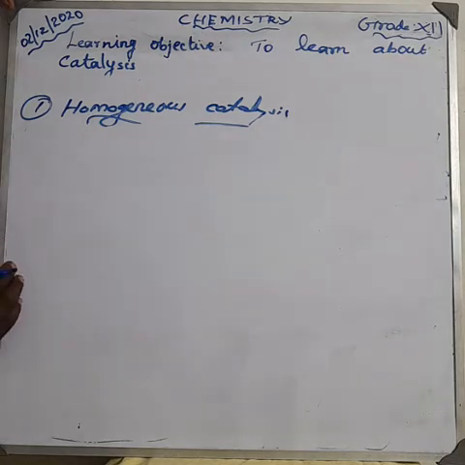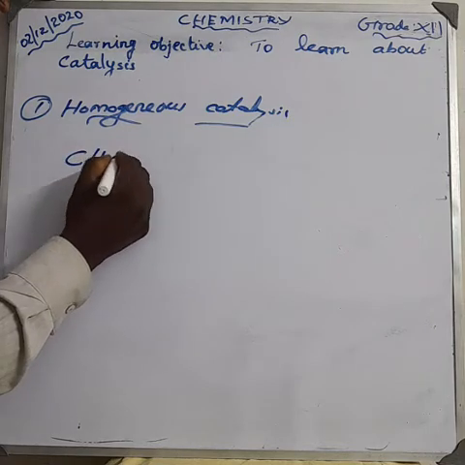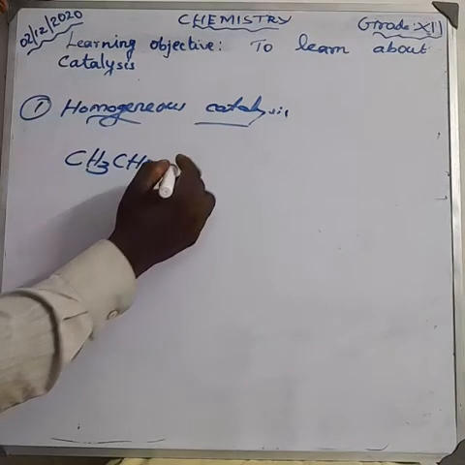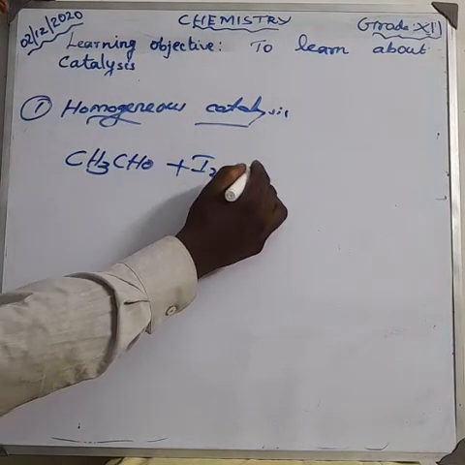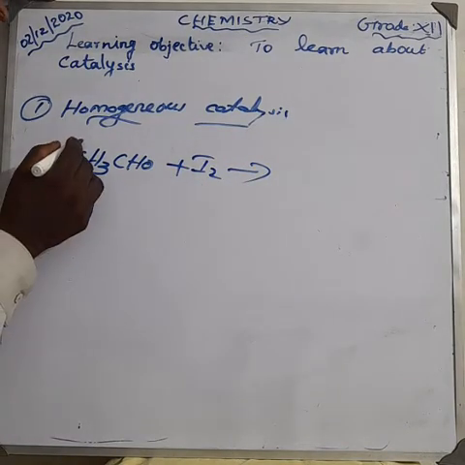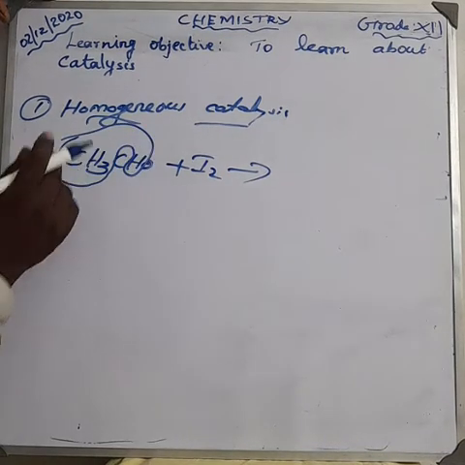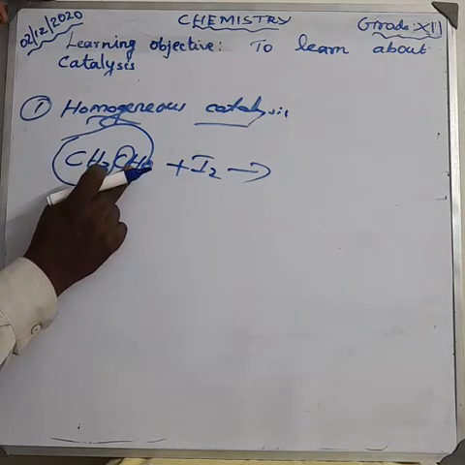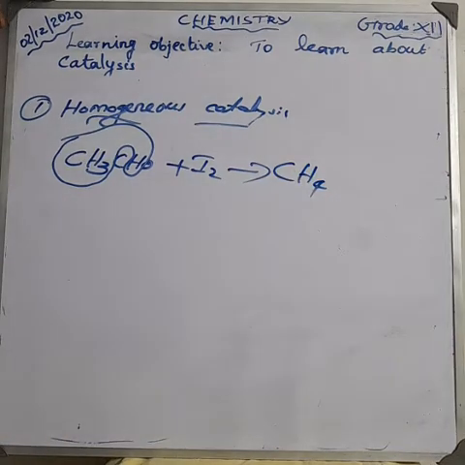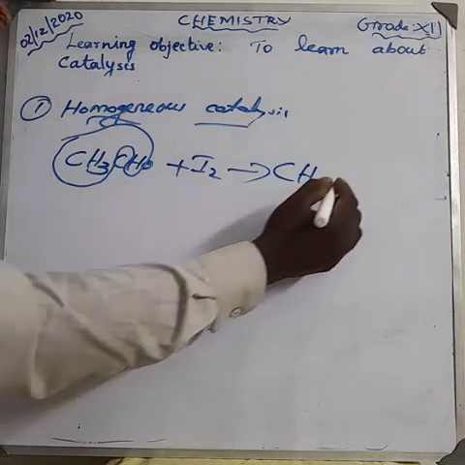acetaldehyde. The formula for acetaldehyde is CH3CHO. To the acetaldehyde, we are adding one catalyst, I2. So what is the product obtained? The CH3 combines with the hydrogen, we get CH4. This carbon combines with the oxygen to form carbon monoxide.